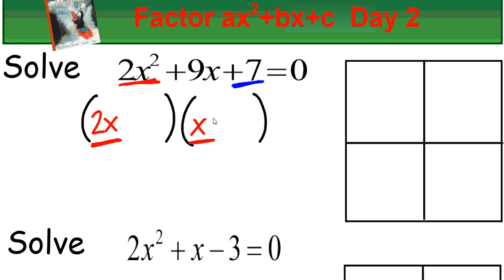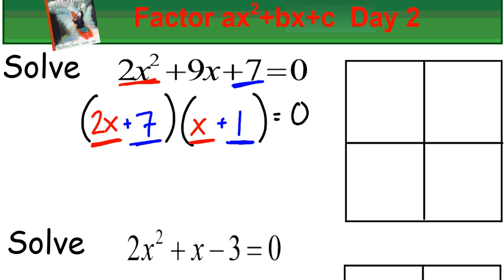This is going to be formed by the multiplication of these pieces. So it's either a 1 and a 7 or a 7 and a 1. If I put the 7 here, it wouldn't work because 2 times 7 would make 14. So it has to be a 1 here and a 7 here. And they all have to be plus because everything is positive. So there's my factoring. I have 2x plus 7 and x plus 1.